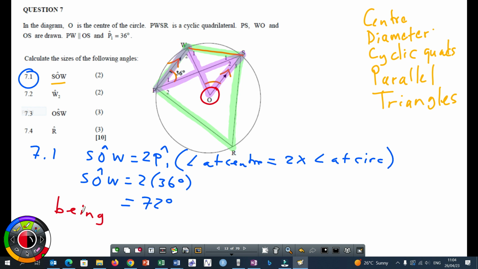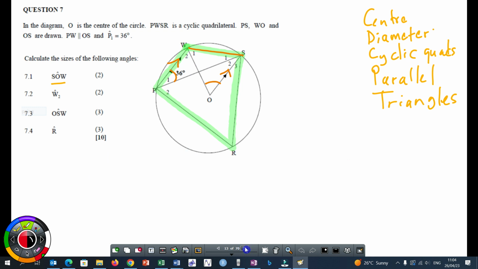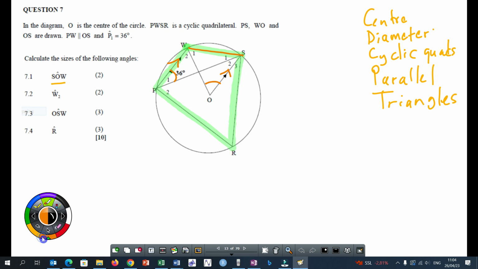So I've done that. Let's move on to the next one, W2. We use our highlighter and go to where W2 is, so it's this angle here. Now if you look at it, PW is parallel to OS, and we found this angle here. There's a transversal which connects W and O, which means these two angles are equal because they are alternate angles.